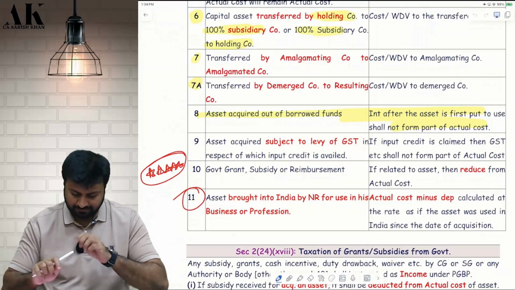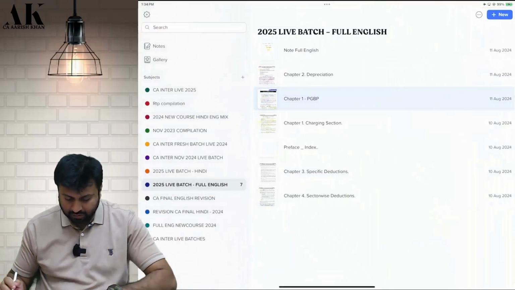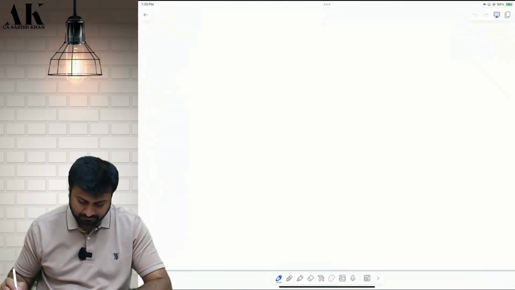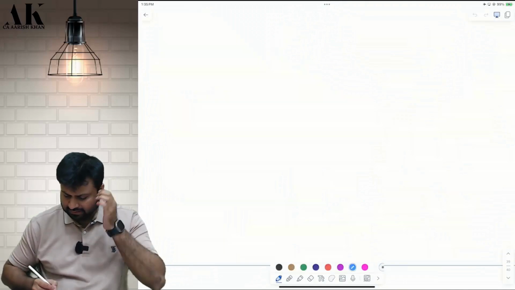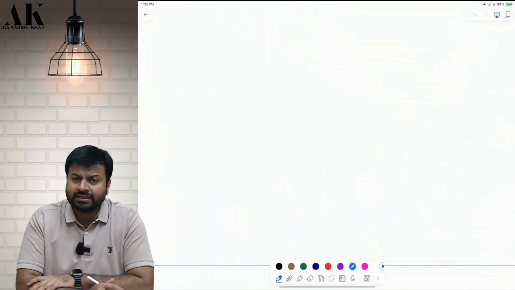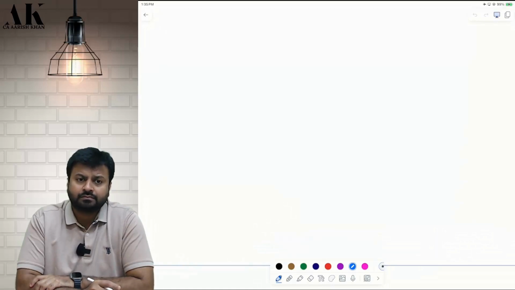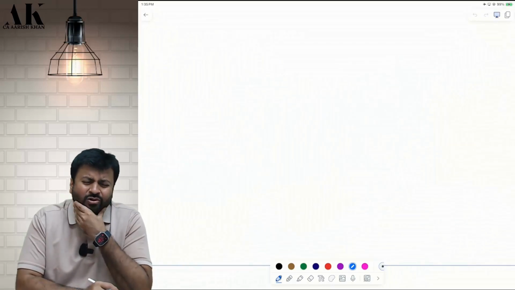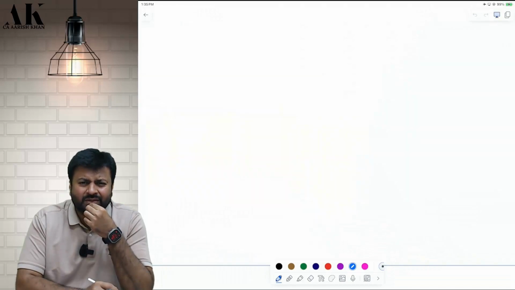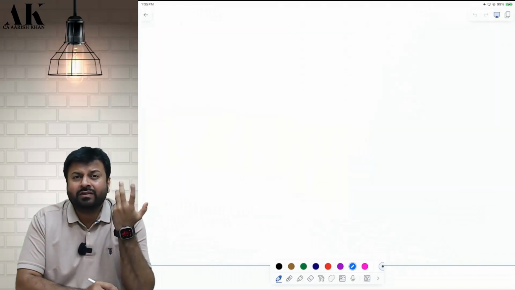Now listen carefully. Now a question will arise. If subsidy, grant and reimbursement have to be reduced from the actual cost of the asset, what will be the treatment of other items?